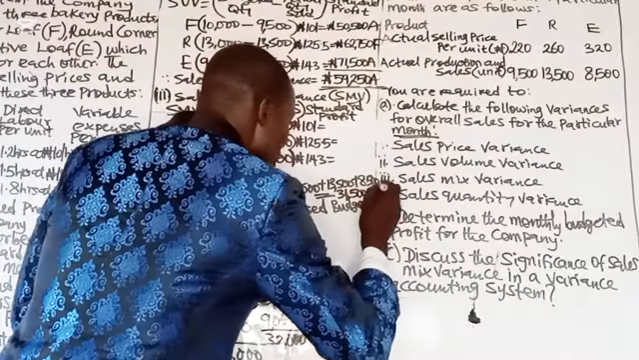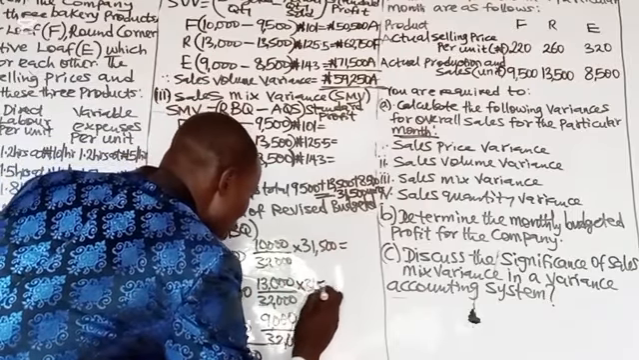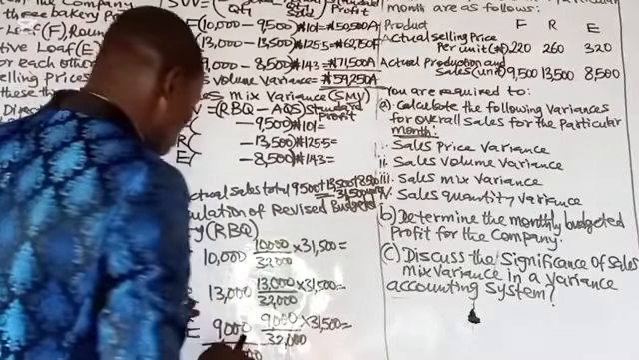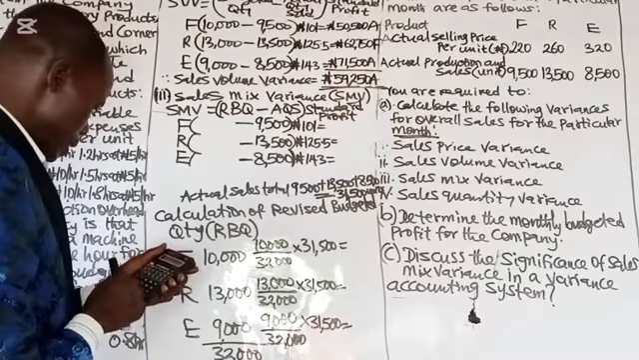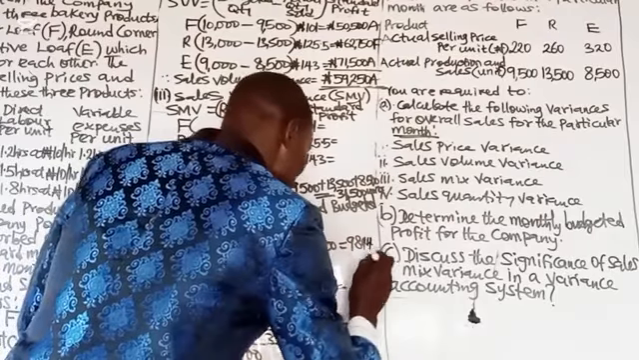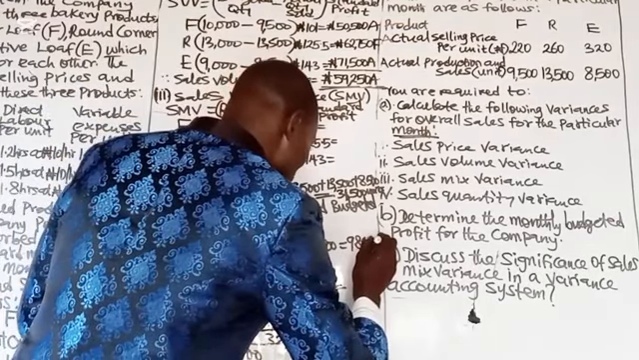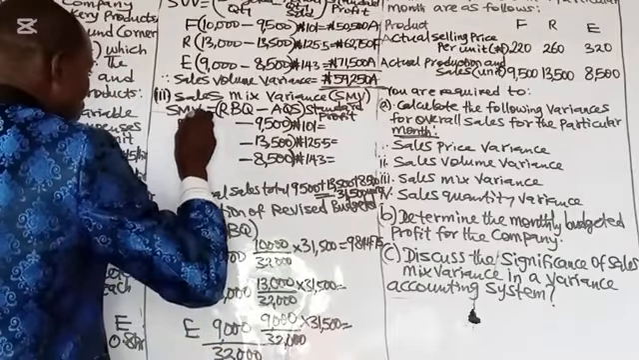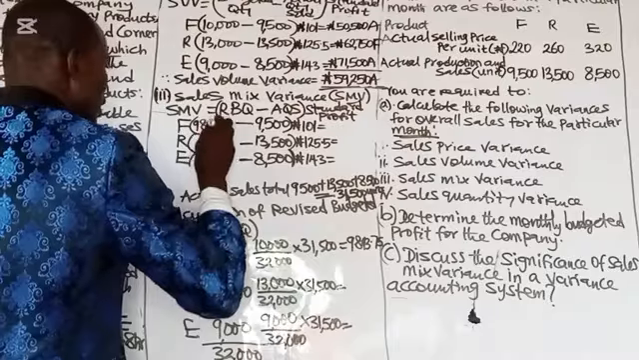You now apportion that 31,500 among the three products using the budgeted quantity. So 31,500 divided by 32,000 times 10,000. This will be 9,843.75 units. For F, the revised budgeted quantity is 9,843.75.